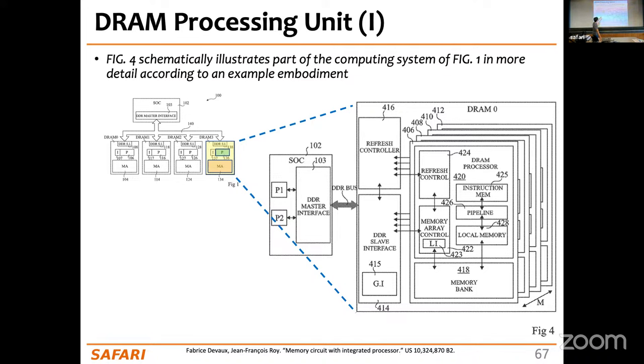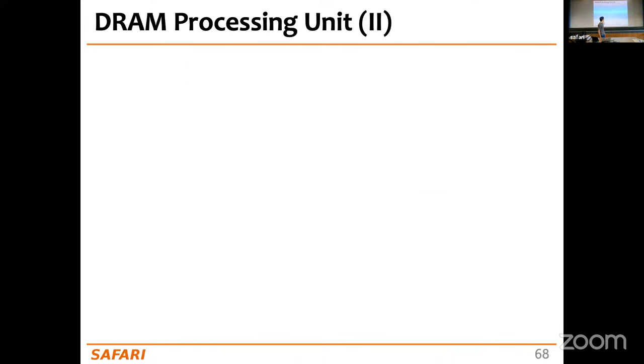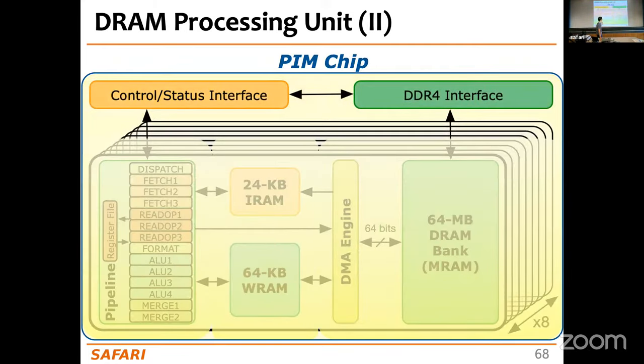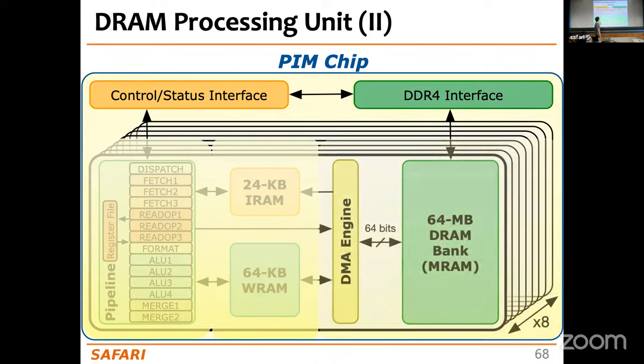This is how the system looks. We can take a closer look at each of the chips. Remember, you have already seen this picture, but an updated one, not the one coming from the patent. There you have the memory bank, then the instruction memory, the pipeline, a local memory, and this is the picture that you have seen earlier with the DDR4 interface. This one is common to all banks, for the CPU to access the DRAM banks.